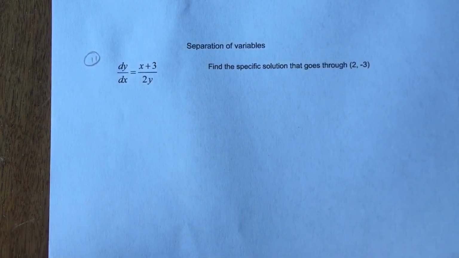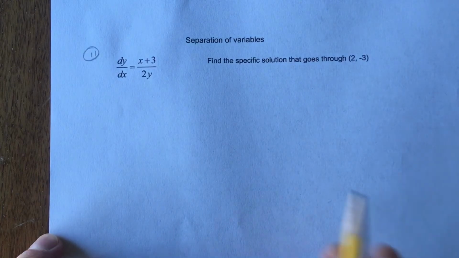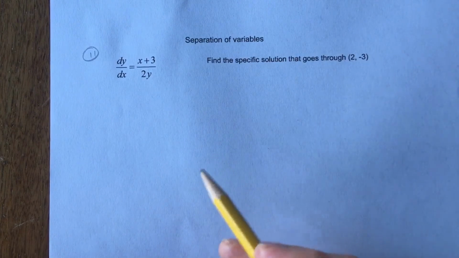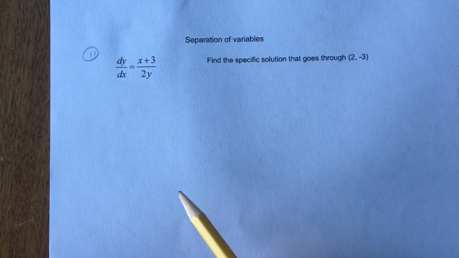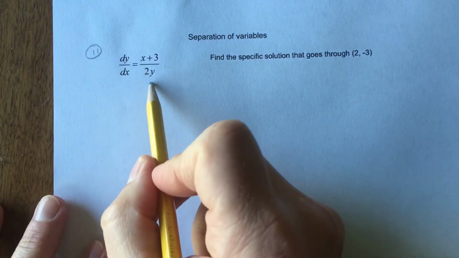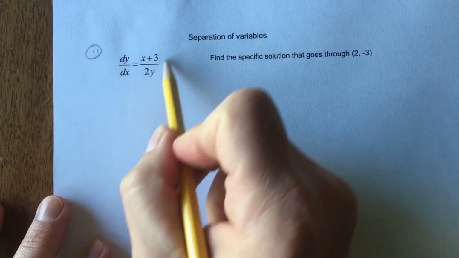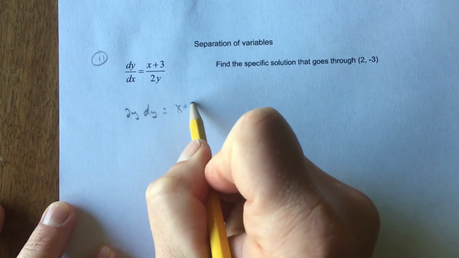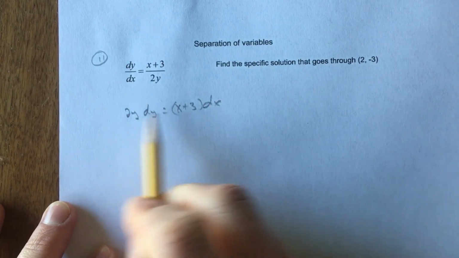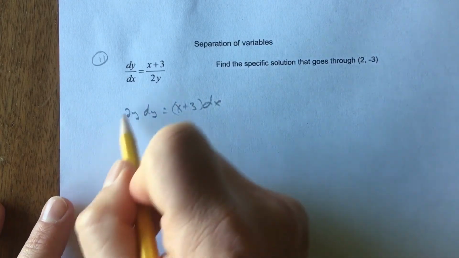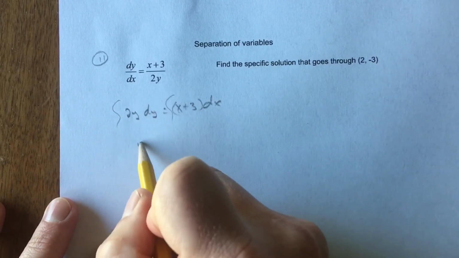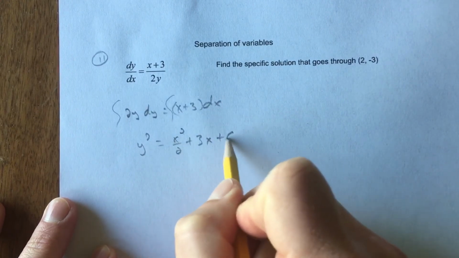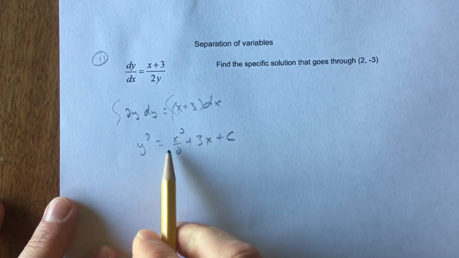All right, the last thing we're going to do is the separation of variables and find a specific solution. So this is the one thing you had to kind of do on your own. This was right after the whole thing went down with COVID-19. So first thing you want to do is separate, bring the 2y over, bring the dx over. We'll have 2y dy equals (x plus 3) times dx. They usually give you a point for doing something like that. Then you want to integrate both sides. This is going to go to y squared equals x squared over 2 plus 3x plus c. They'll give you a point for the integration.